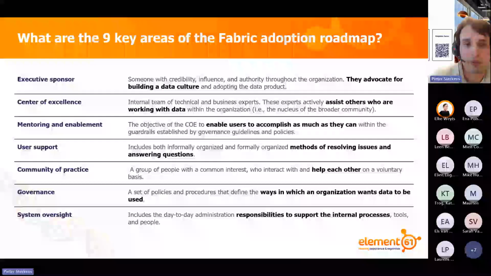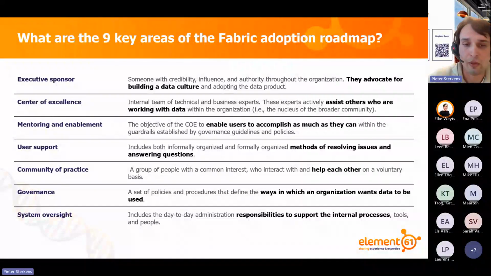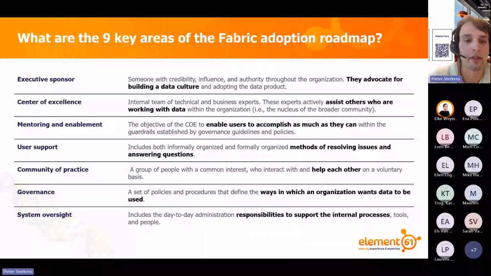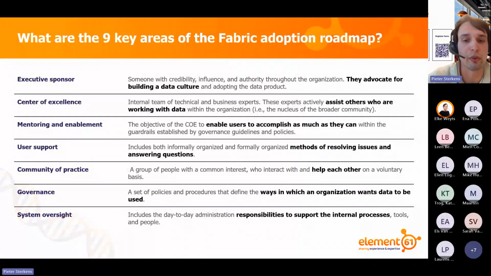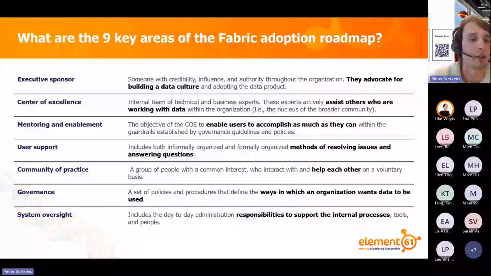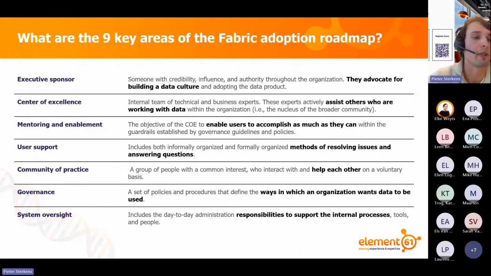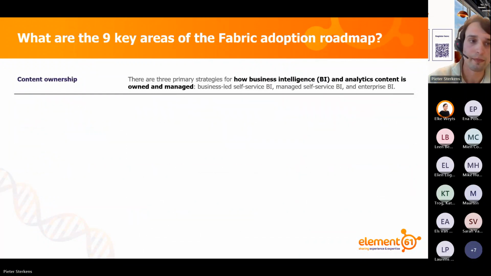The last one from this page is system oversight, and here it's all guidelines on administrative responsibilities and support of internal processes, tools, and people. For example, how to communicate when a data refresh failed, and making sure that people know upfront that the data this morning is not 100% correct, etc. All important processes to increase the trust that people have in your data products.